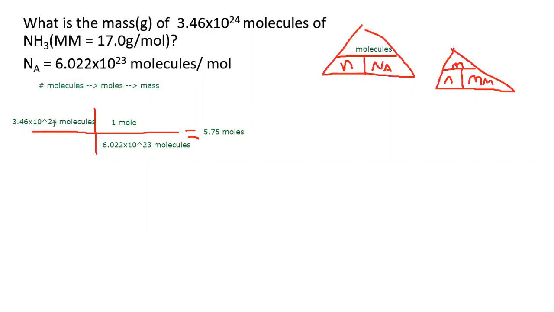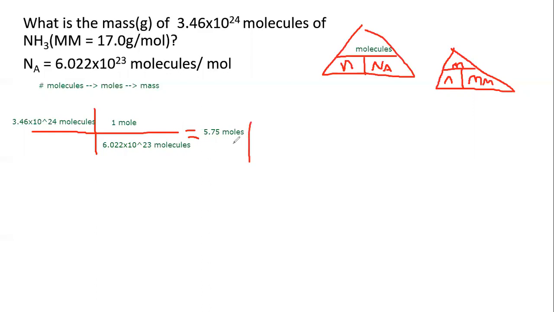And by the way, if you notice that here the exponent on top is bigger than the exponent on the bottom, that means our resulting number should be greater than 1. So it shouldn't be smaller than 1. So if you did this and you got a negative exponent in your moles, that means you've done something wrong.